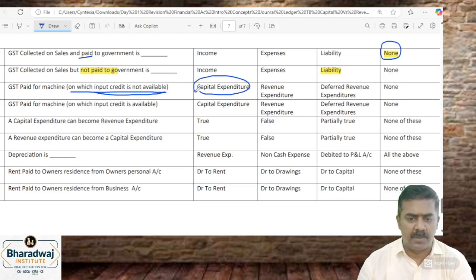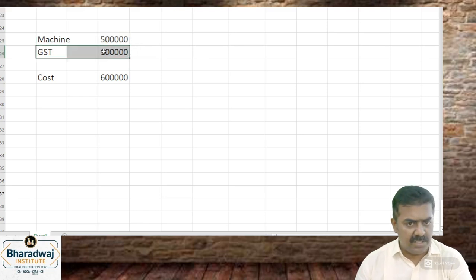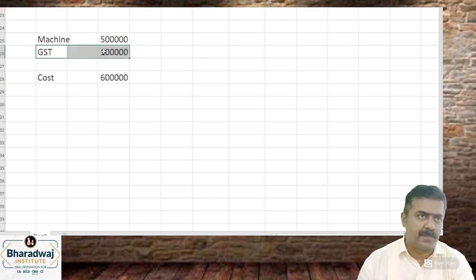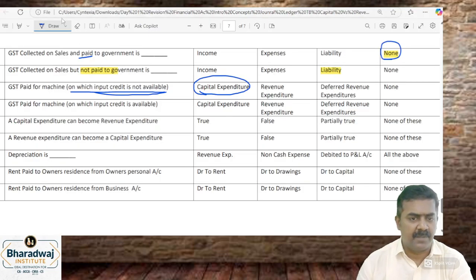It will be taken as which one? Otherwise, what is the machine cost? How much GST have you paid? Can this be adjusted anywhere? No. Then what is the cost of the machine? So it is a capital expenditure.